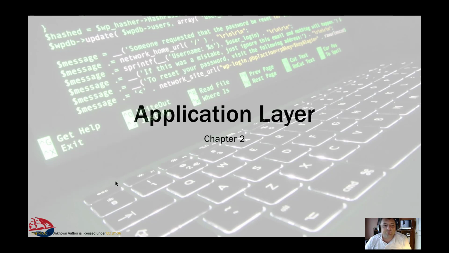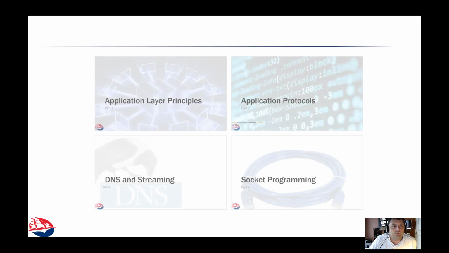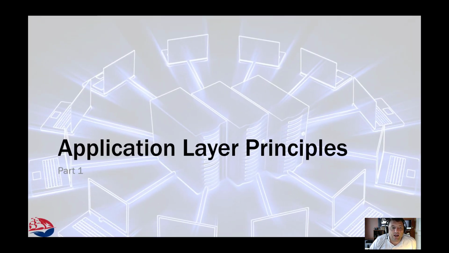Okay, so this is Computer Networks, Chapter 2, Part 1 of 4. We are going to start off by taking a look at the application layer and how it interfaces into the rest of the networking stack.